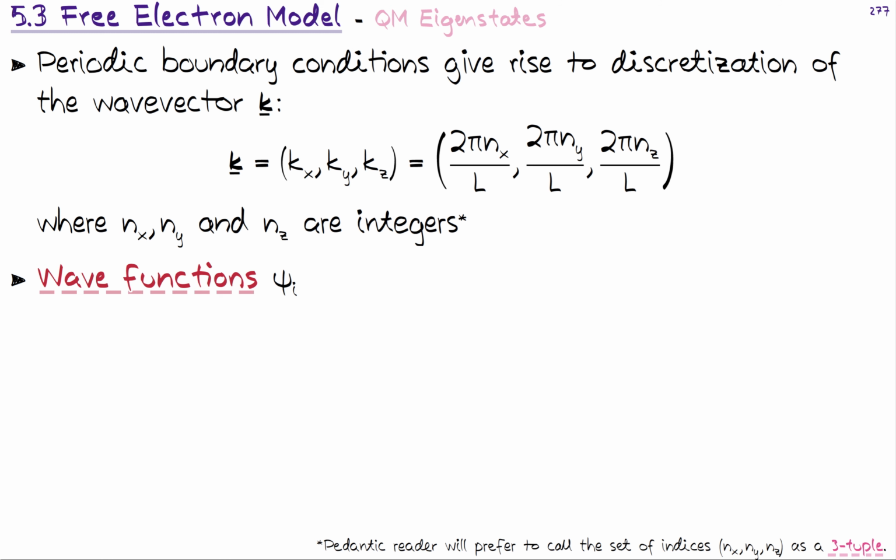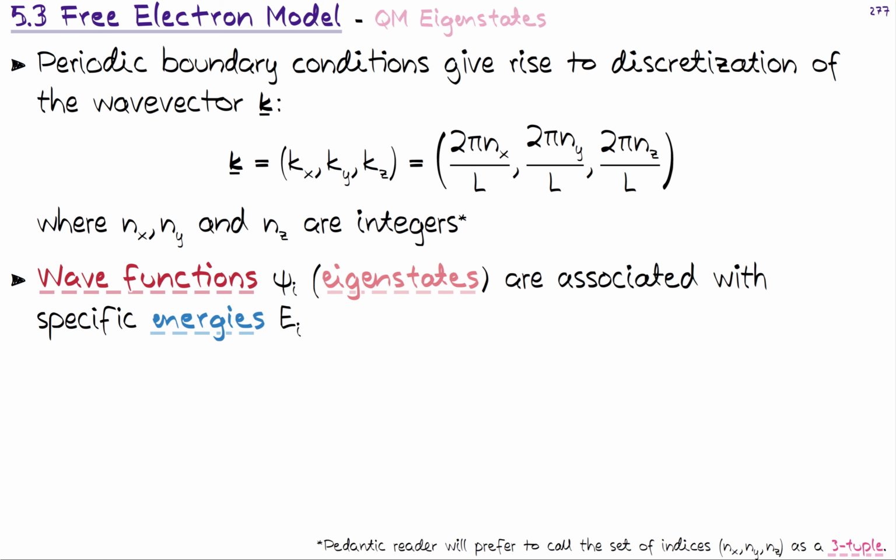So now we have wave functions, psi i's, and these are essentially our eigenstates, eigenvectors, and they are associated with very specific energies, epsilon i's, and these will be the eigenvalues of the problem. So we have an eigenvalue problem at hand where the eigenvectors, the eigenstates, are our wave functions, and the eigenvalues are the eigenenergies of the system.